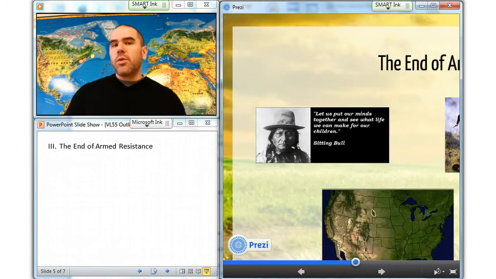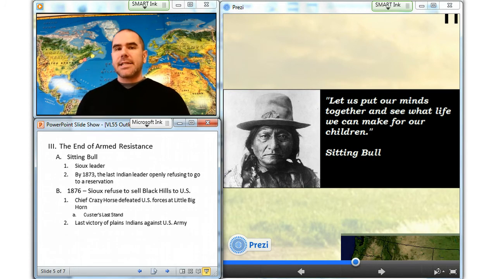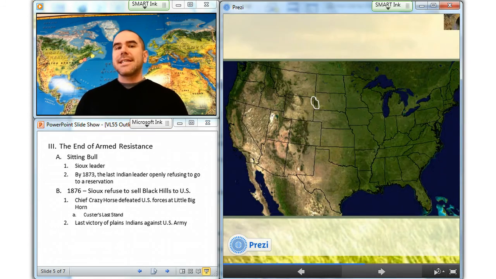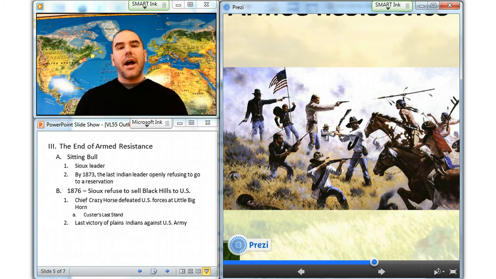By 1873, only Sitting Bull, the great Lakota Sioux leader, openly refused to go to a reservation. A crisis came on the Northern Plains in 1876 when the Sioux refused to sell the Black Hills as demanded by the federal government. On June 25, 1876, George A. Custer pursued a reckless strategy and suffered annihilation by Chief Crazy Horse's Sioux and Cheyenne warriors at the Little Bighorn. This was the last victory of the Plains Indians against the U.S.